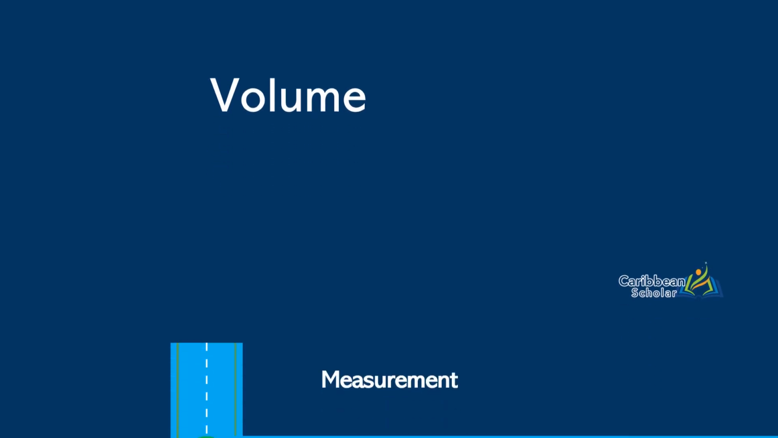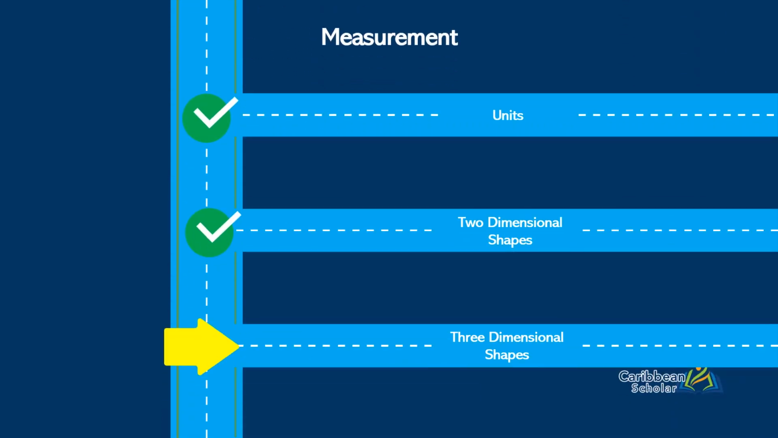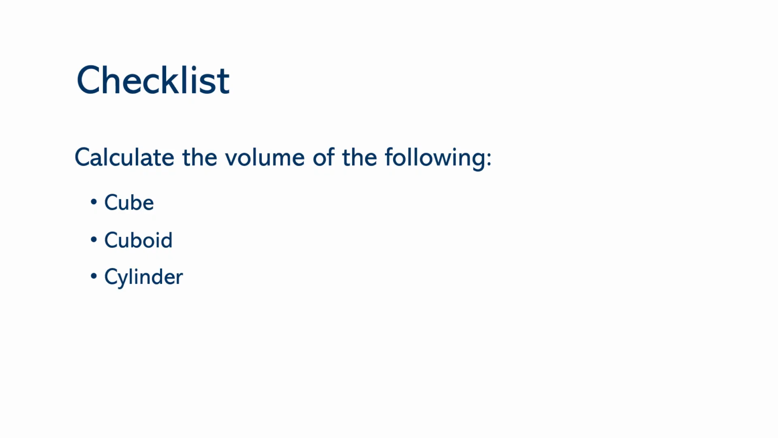Volume. This is the second and last measure that we'll be talking about regarding three-dimensional shapes. Here's your checklist, and that is to calculate the volume of the following. We have a cube, a cuboid, and a cylinder. Alright, let's begin the lesson.